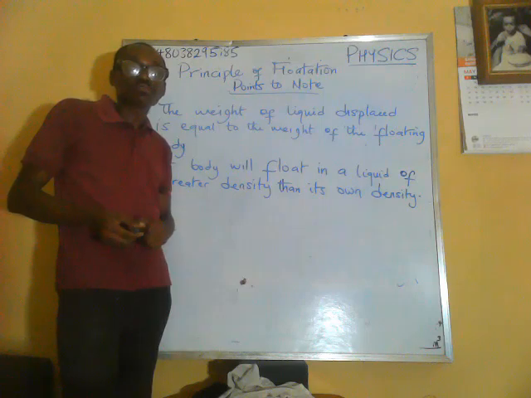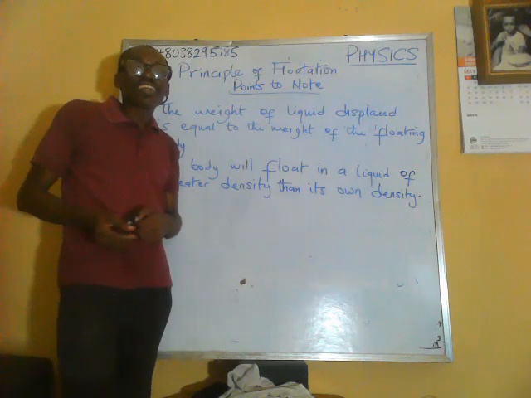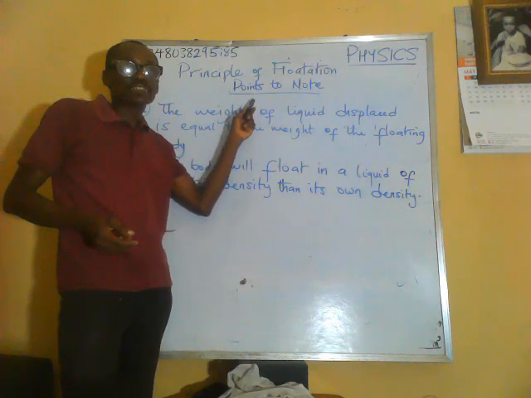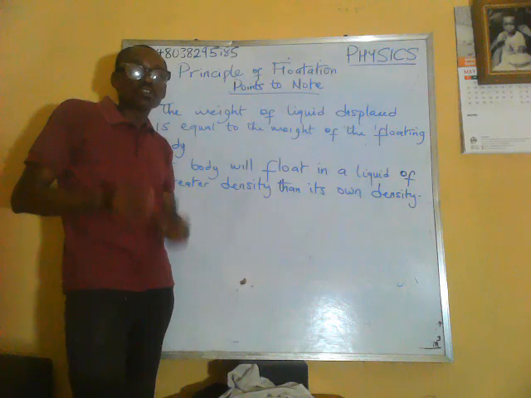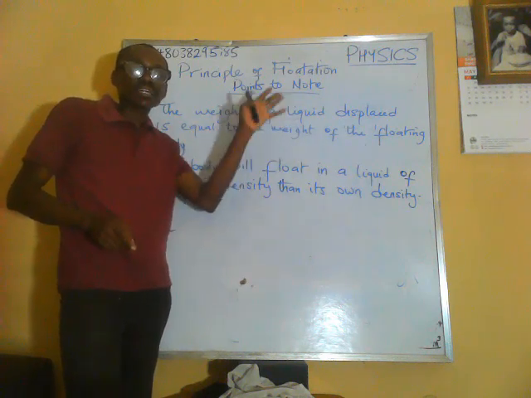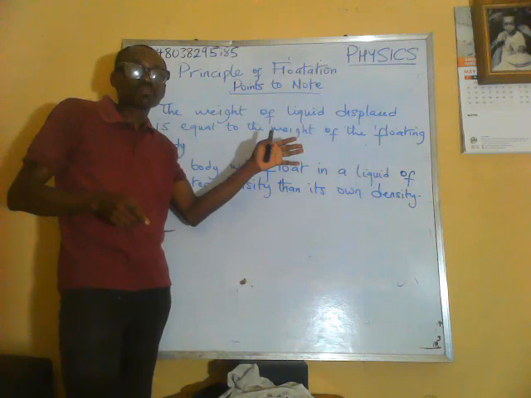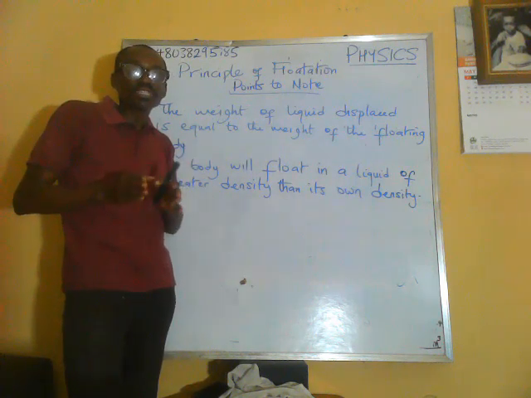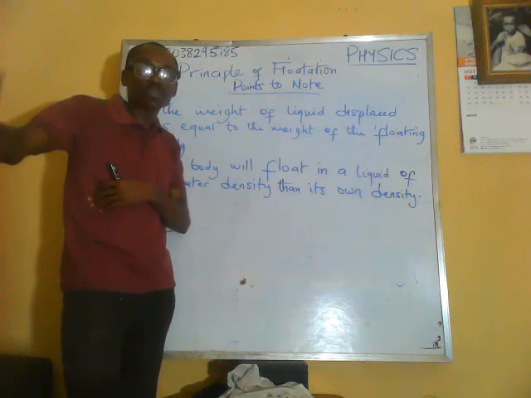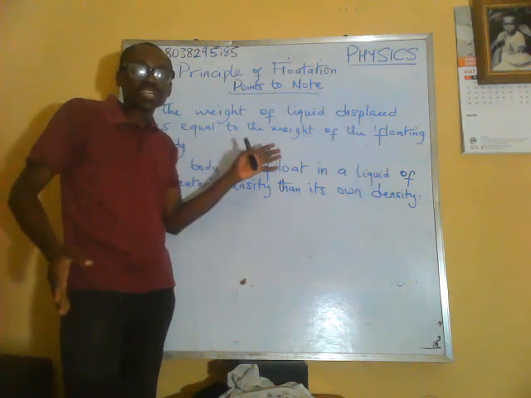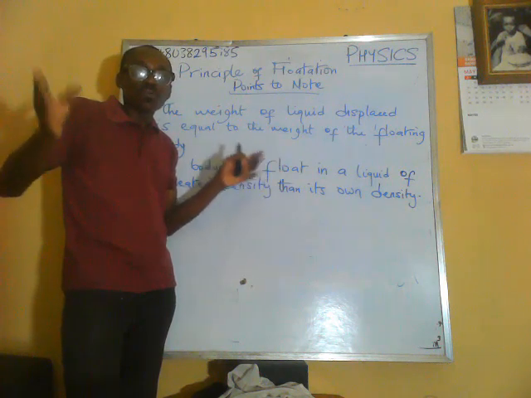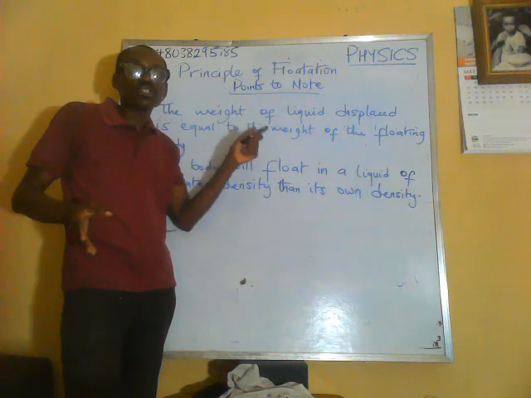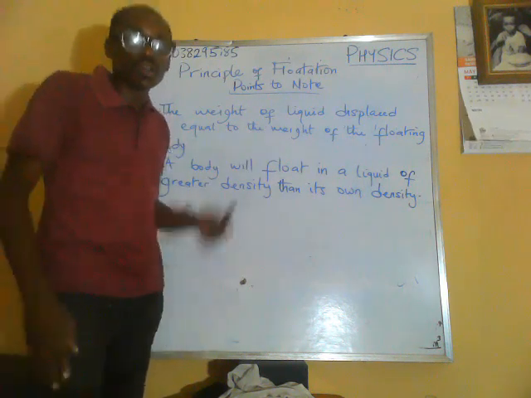So it can only float when its own density is smaller than the density of the liquid in which it is floating. So let's recount the 3 points. The first one was that the volume of liquid displaced must be smaller than the volume of the object that is floating. Then the second one is that the weight of the floating object will be equal to the weight of displaced liquid. Then the last one is that the density of the liquid will be greater than the density of the floating object. Those are the 3 points you have to take note of. Okay.